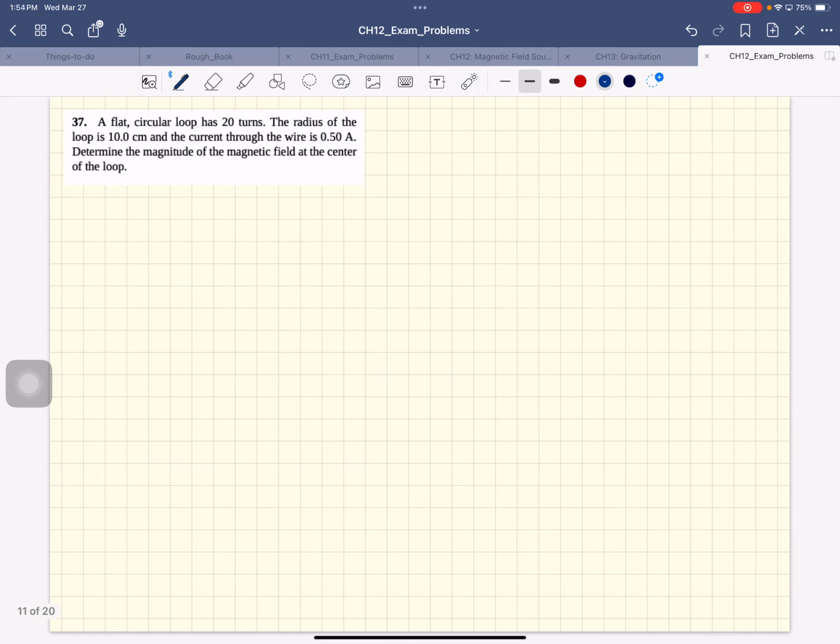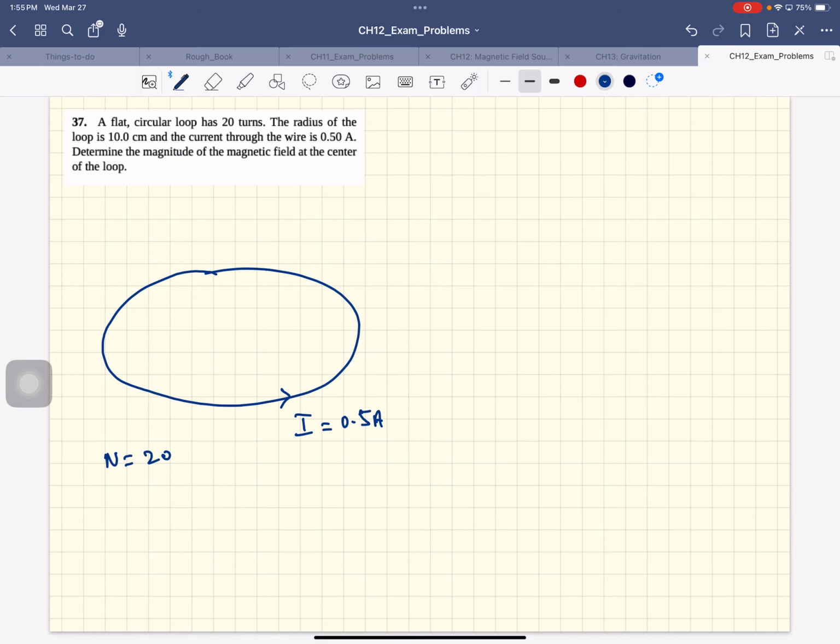Maybe we'll solve a couple more problems. Okay, so here's a flat circular loop. It has N equal to 20 turns. I is 0.5 amps. And we want to find the magnetic field at the center of the loop. And again, we don't have an expression for any other points. So we have an expression for the center of the loop or points on the axis.